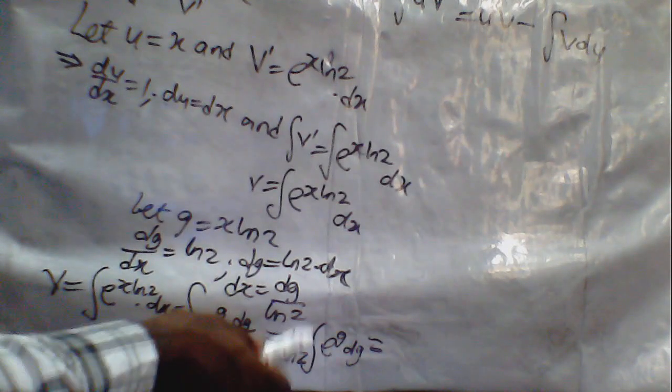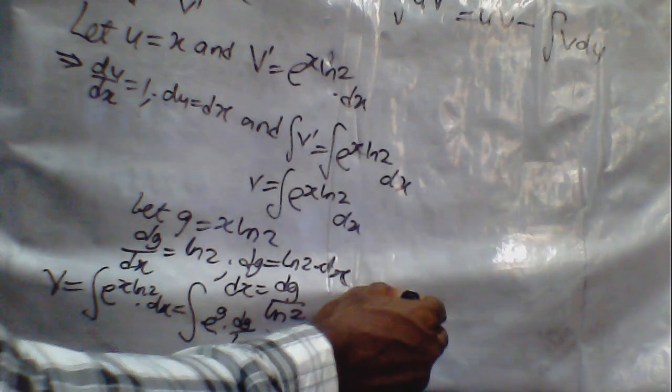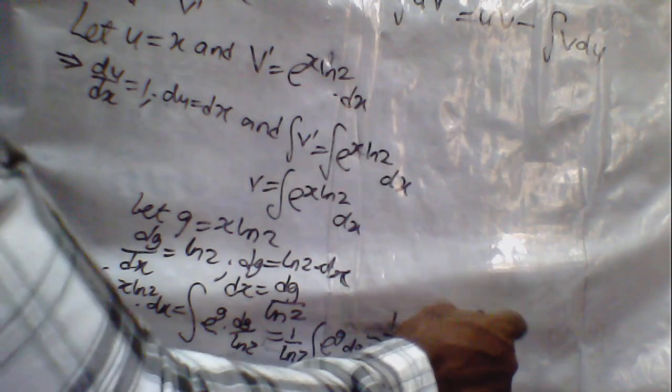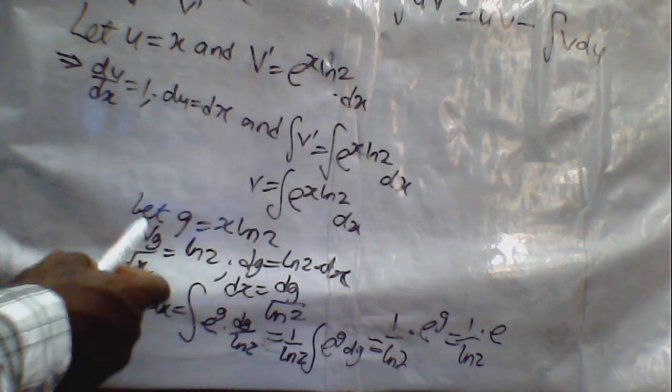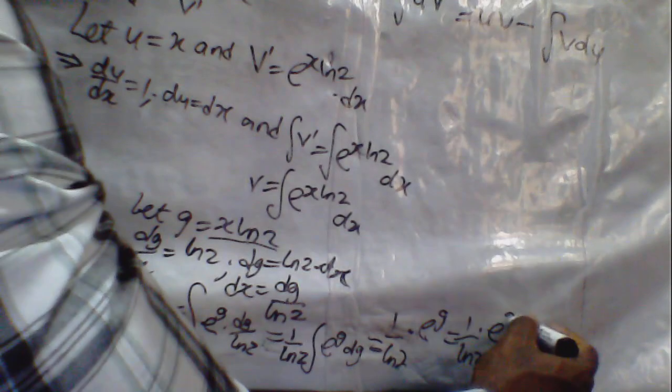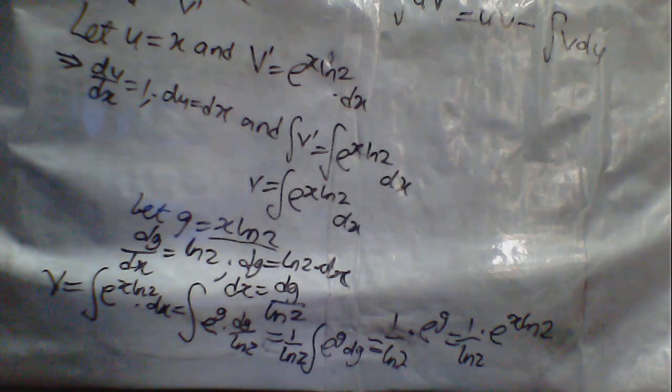So from here, integral e raised to power g dg will give us what? 1 over ln 2 dot what? e raised to power g. So have any question? So this is equal to what? 1 over what? ln 2 e^g. We have studied that g is equal to s ln 2. Substitute g for s ln 2. So e raised to power what? s ln 2. So this is where you have to stop.